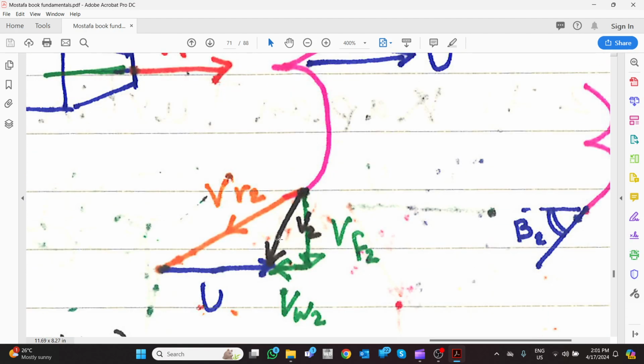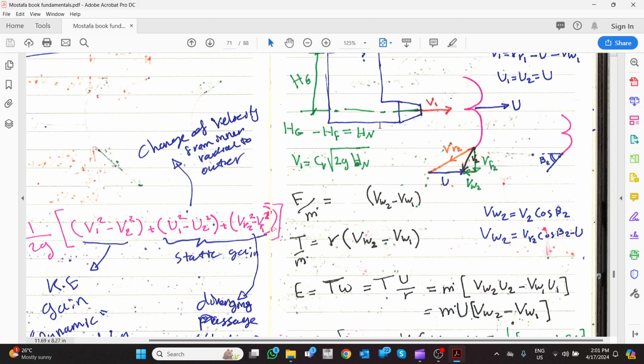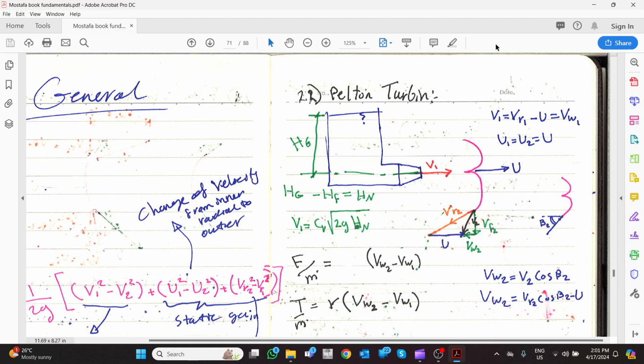And we know that the distance between here and here is very negligible when you know that it is the Pelton turbine, the center is here when it's rotated like this. So this distance, the radius here, is almost equal to this radius. So we can assume that u here equals u here. It is a very valid assumption. So we know that u1 equals u2 equals u.